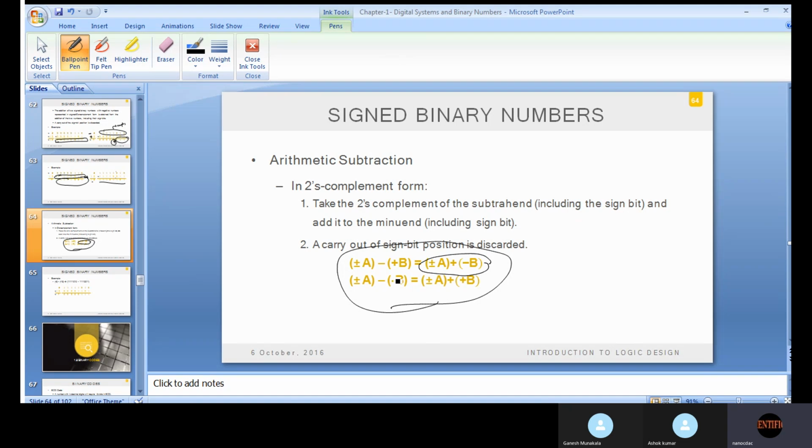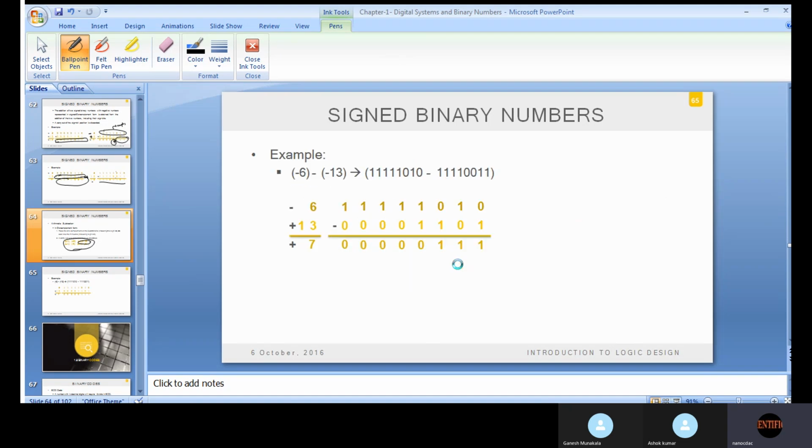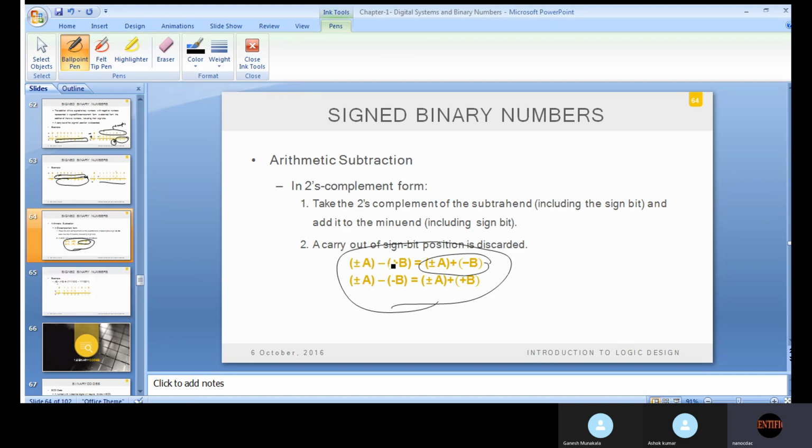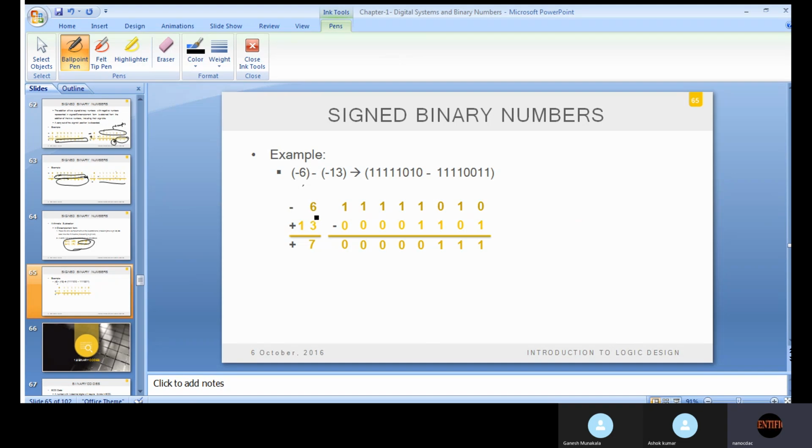Plus or minus a, minus of minus b: when minus meets minus, it will be equal to plus. In arithmetic subtraction, 6 minus of minus 13 is minus of minus, which will be plus only. So what you need to do is 6 plus 13. So -6 plus 13 is 1 1 1 1 1 0 1 0. You have taken this -6 and adding 13, you will get 7.